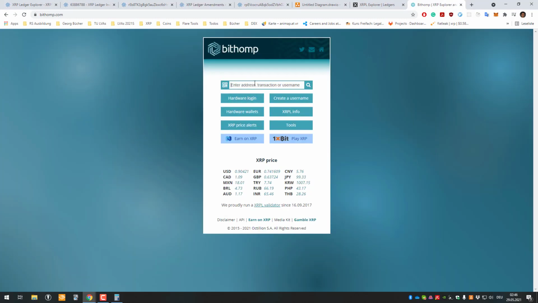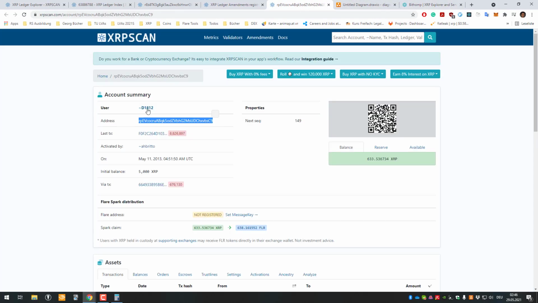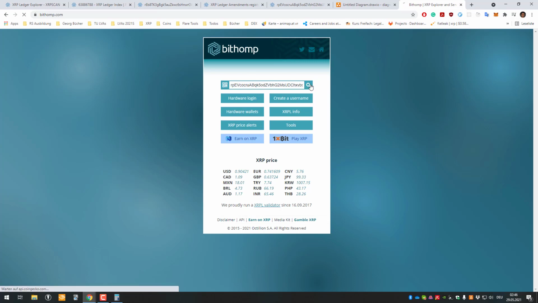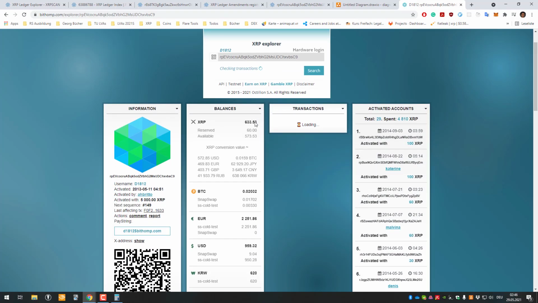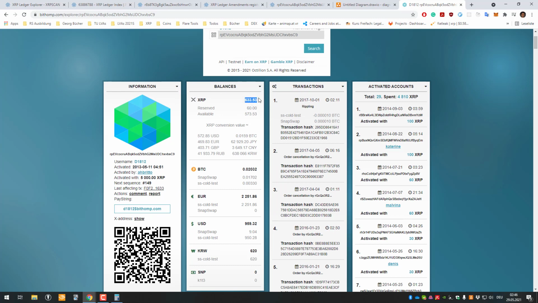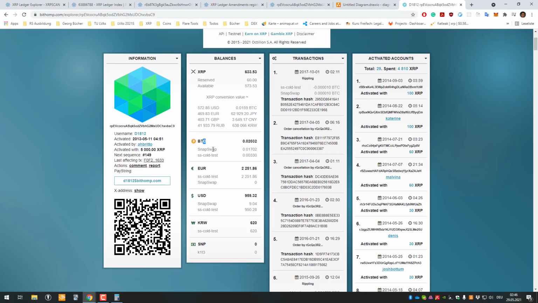Bithomp is for direct lookups. For example, you can just take an address, copy that and add it in Bithomp, and you see a custom visualization of that account. We can see here this account has 633 XRP. We can see the reserve is 60. Somebody might wonder, why is it that high? Usually the reserve is 20. Because for each trust line which somebody has, the base reserve gets incremented by 5.